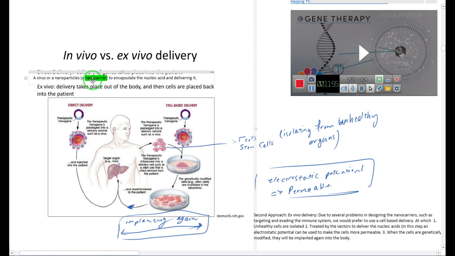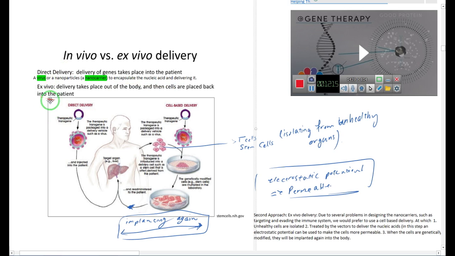But these nanocarriers are not necessarily made by the humans. We can also use the viruses, because the viruses are made by nature and they are much more efficient than what the humans produce.